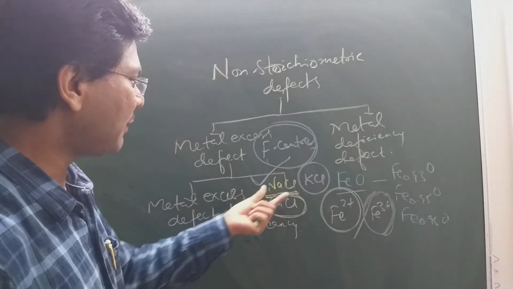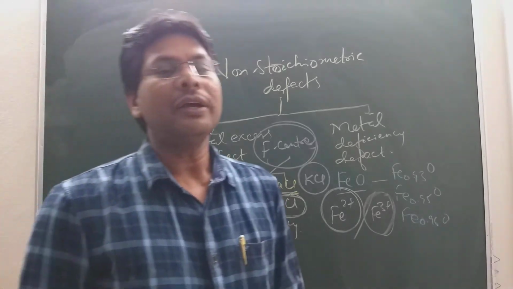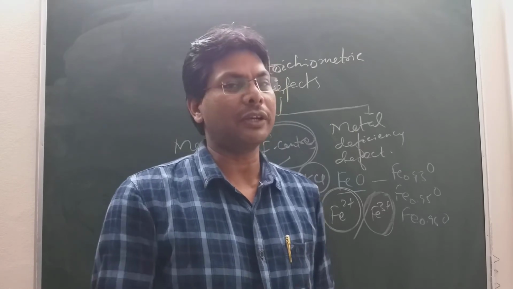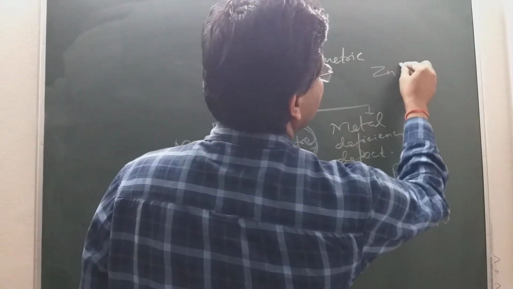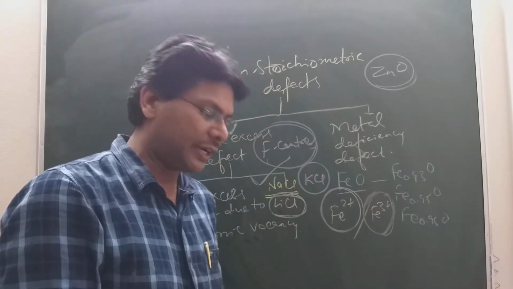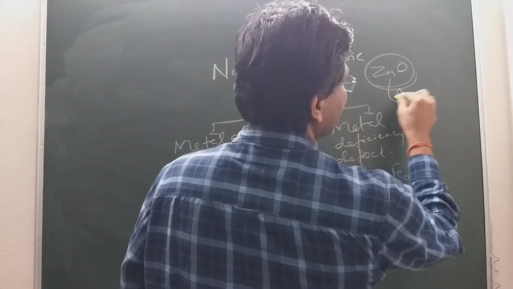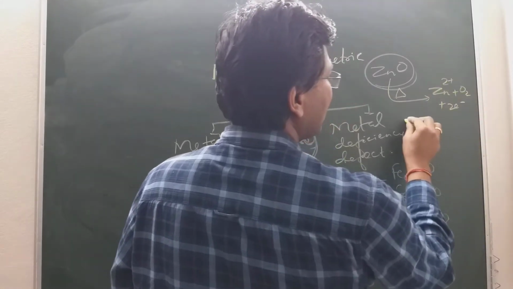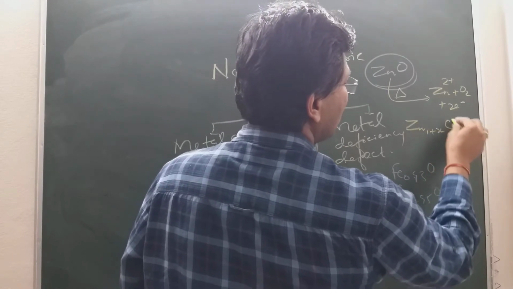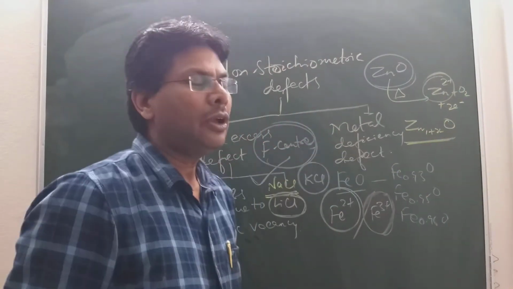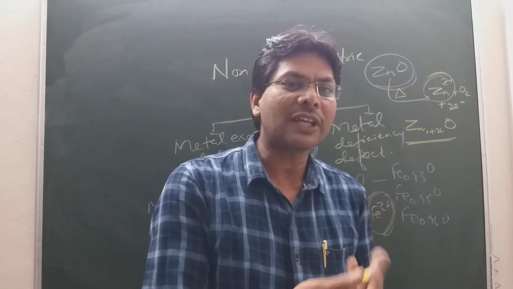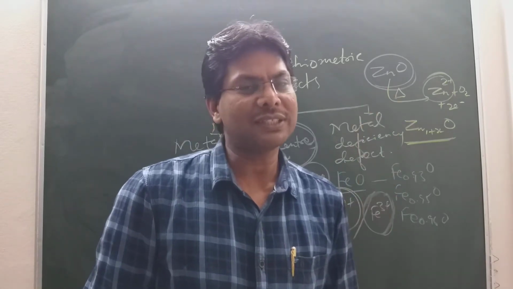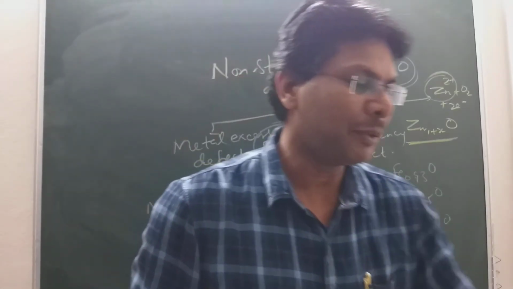The next type of metal excess defect is due to extra cations in the interstitial site surrounded by electrons. The example is zinc oxide. Most compounds of zinc are white. When zinc oxide is heated, it forms Zn2 plus, O2, and 2 electrons. So the crystal has the formula Zn1+xO. There is an excess of Zn2 plus ions, which move to the interstitial site surrounded by electrons. That gives rise to metal excess defect due to extra cations at the interstitial site surrounded by unpaired electrons.